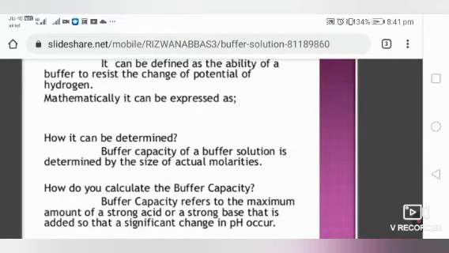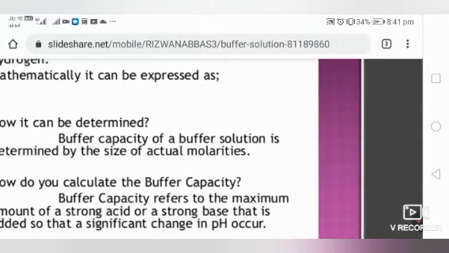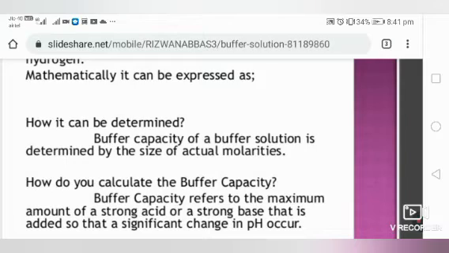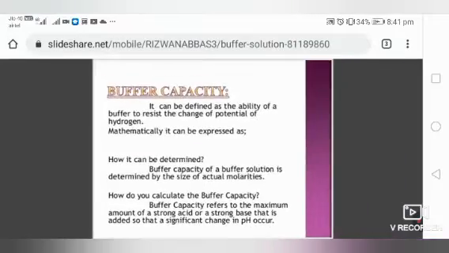It can be expressed mathematically. How can it be determined? Buffer capacity of a buffer solution is determined by the size of the actual molarities. And next question, how do you calculate the buffer capacity? Buffer capacity refers to the maximum amount of strong acid or strong base that can be added so that a significant change in pH will occur.